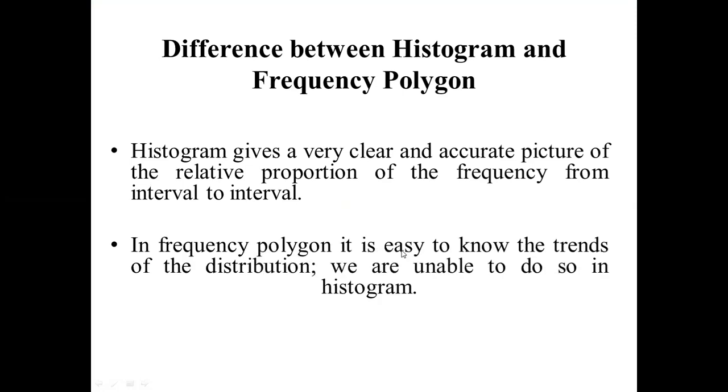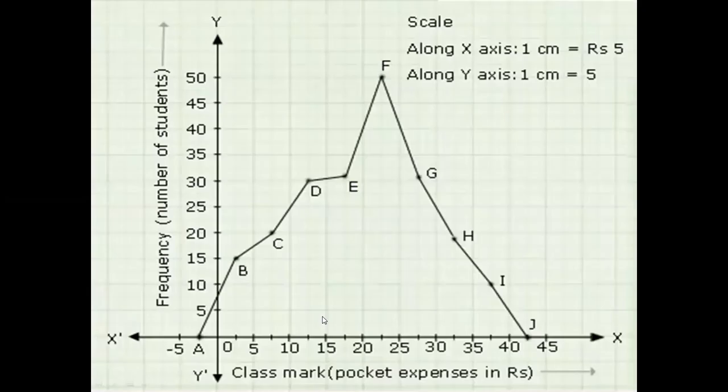In frequency polygon, it is easy to know the trends of the distribution. So we are unable to do so in histogram. For instance, over here you will know that according to this frequency polygon, the trend is upwards, and suddenly it starts dipping over here. Okay, suddenly it may go up over here again. So it becomes easier to understand the trends over here, whereas it is a bit difficult with the histograms.